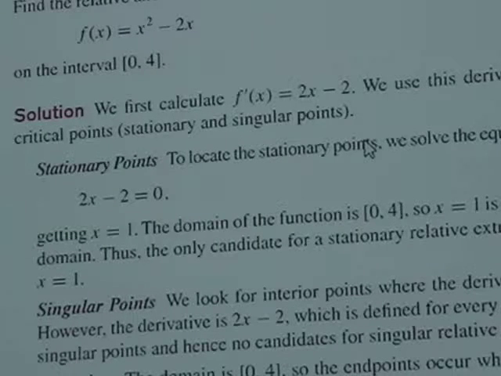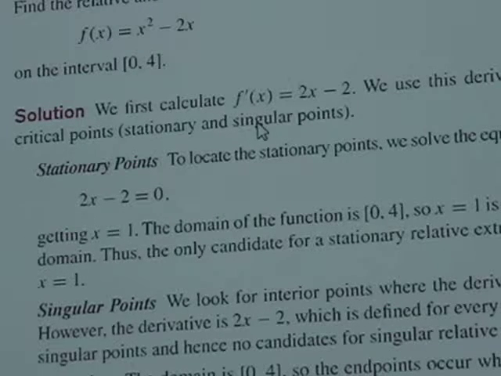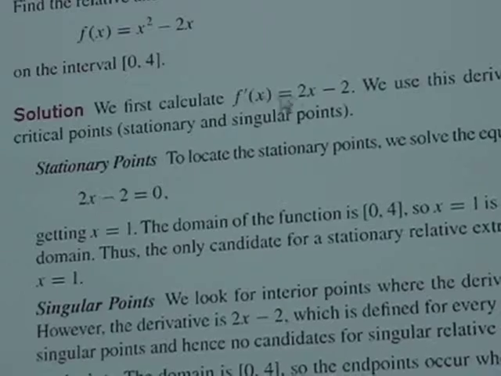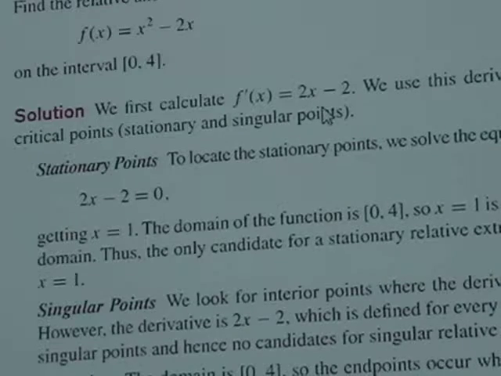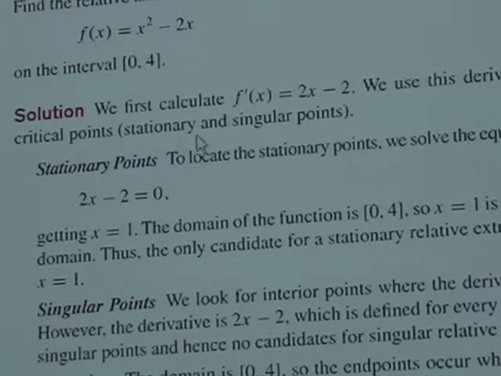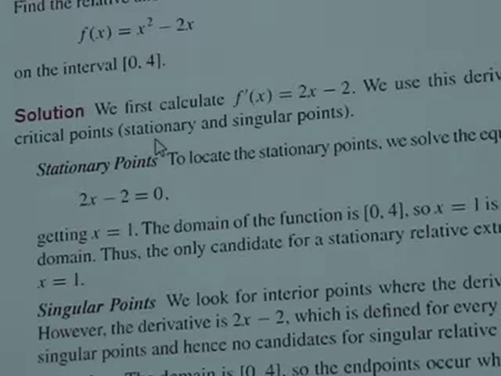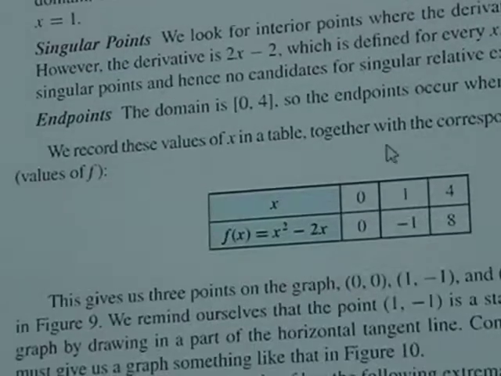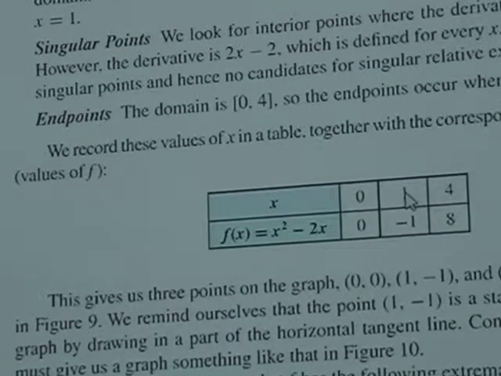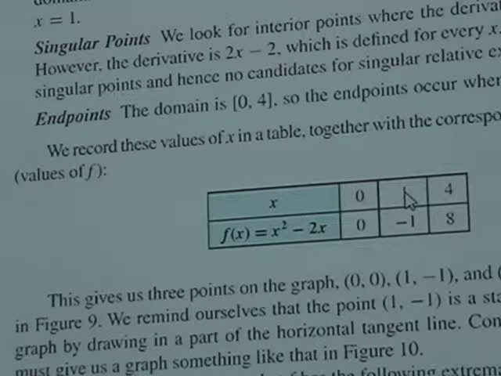Now we also want to check one last set of points, the singular points, which means the places where the derivative doesn't exist. But this derivative exists everywhere. It's not dividing by x or taking the square root of a negative number. So there are no singular points. We found only one stationary point and the two endpoints. So we make a table of all this: the two endpoints, 0 and 4, and the one stationary point at 1.